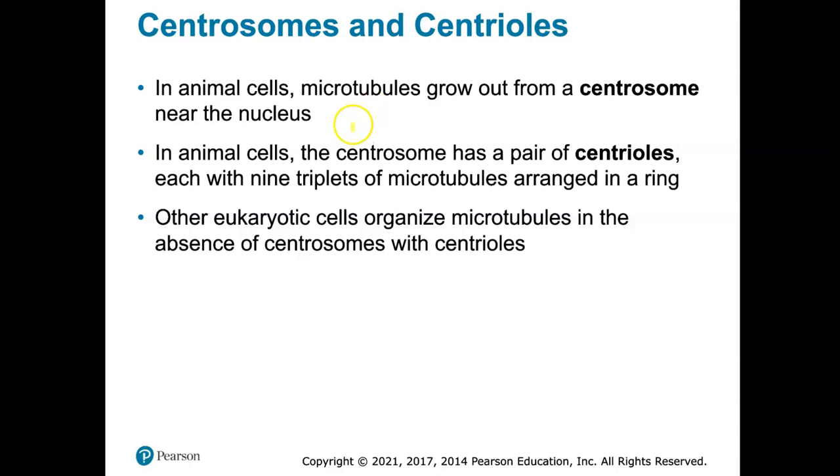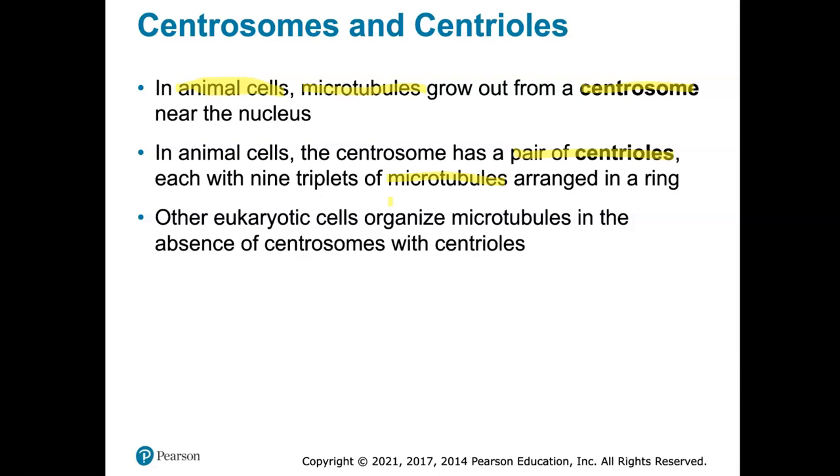Microtubules in animal cells grow out from the centrosome. A centrosome is a complex that contains a microtubule organizing center in animal cells. And in animal cells, there's also a pair of centrioles in the centrosome, and they are composed of microtubules, 9 triplets of microtubules arranged in a ring.